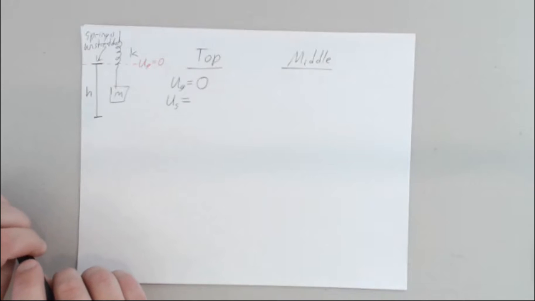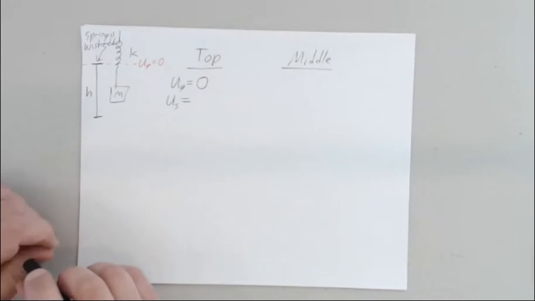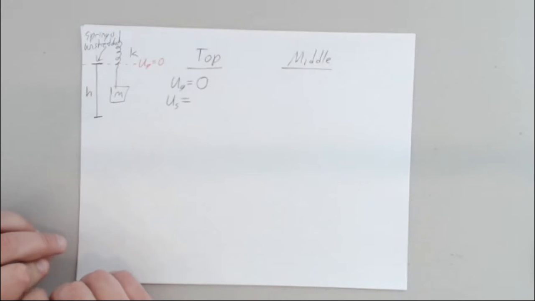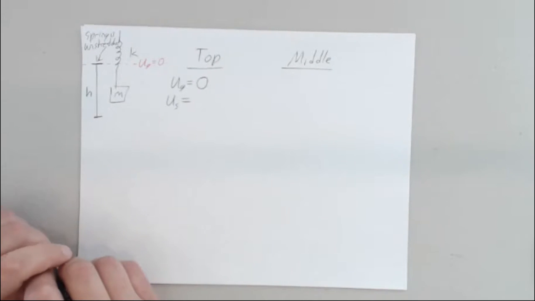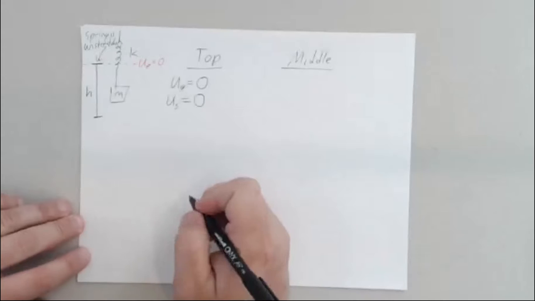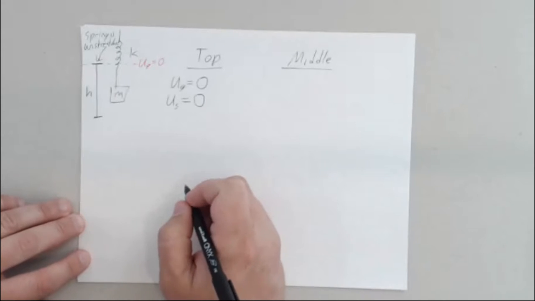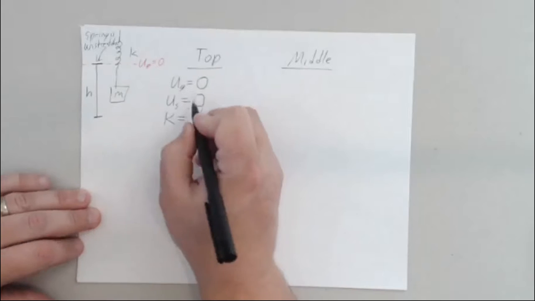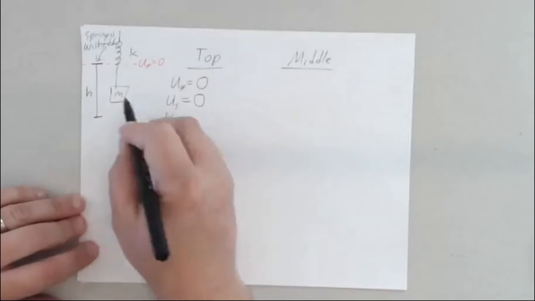So the problem said that at the highest point is also where the spring is unstretched. So what does that mean for the potential energy of the spring if the spring is unstretched? There's no energy in it. Right, so it's also our 0 of our spring potential energy. And how about the kinetic energy? That's our third type of energy that we have to worry about. What's the kinetic energy at the top?